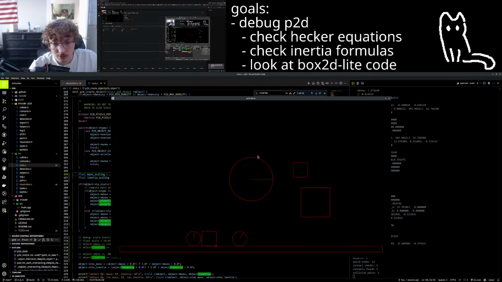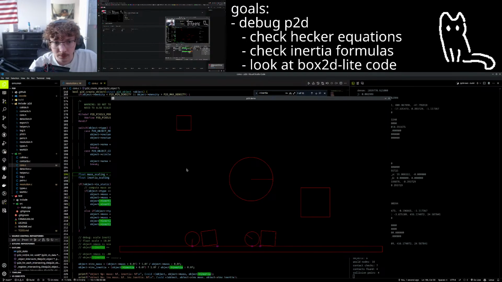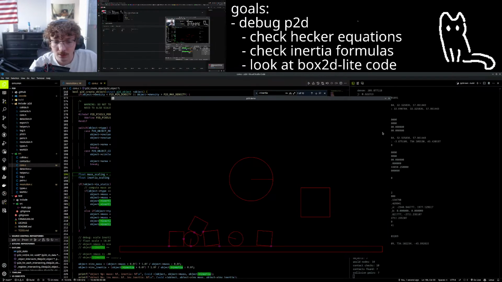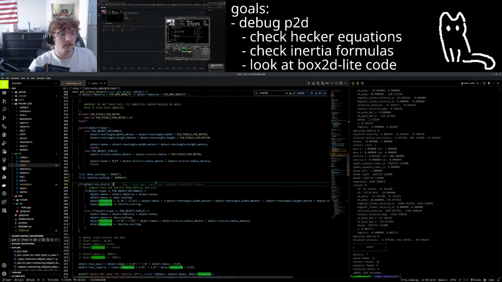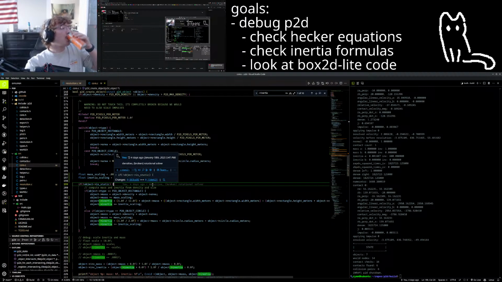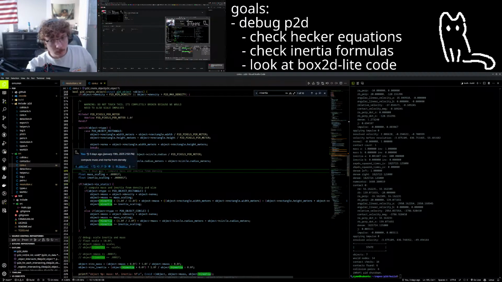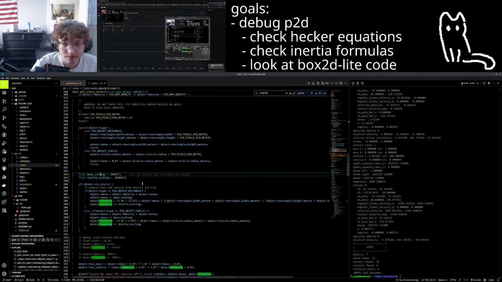I wonder how many substeps. Oh, whoa. Okay. That's really weird. Try the same thing with a box. Well, yeah. It's not exactly right. Kind of weighing my options here.